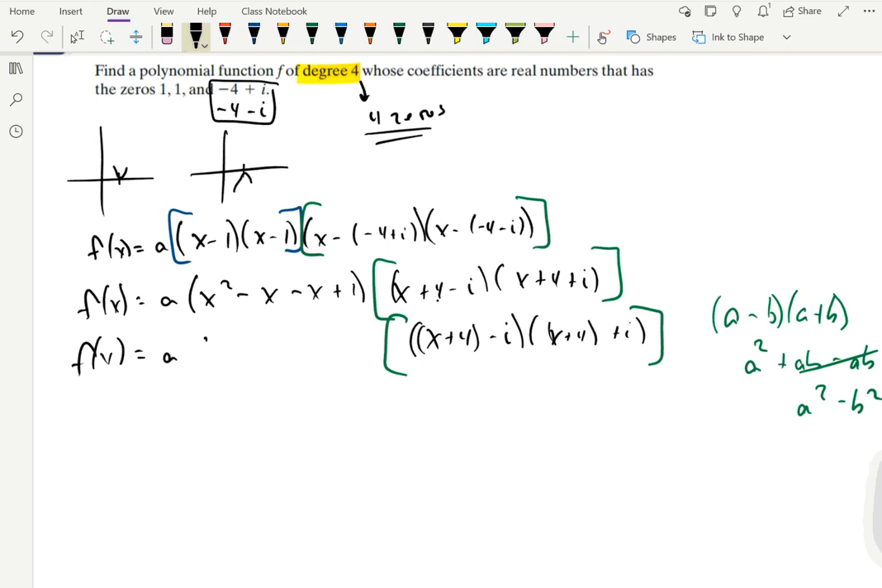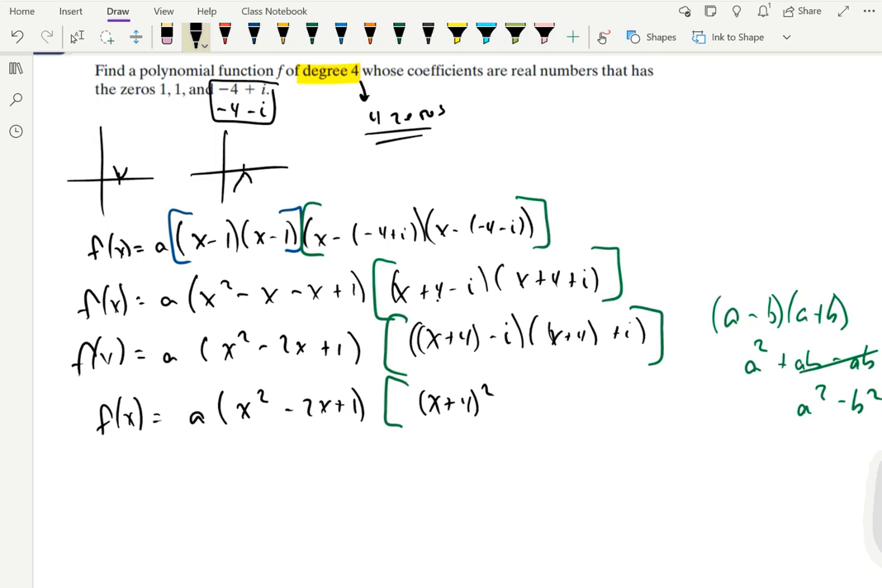So the left part of this I can still simplify. Minus x minus x is minus 2x plus 1. And of course we still have all of this out here. So as we continue, x squared minus 2x plus 1. And then from our green pieces, this green box, I'm going to end up with x plus 4 squared minus i squared. So this other piece over here still stays the same. So we've got a, x squared minus 2x plus 1.